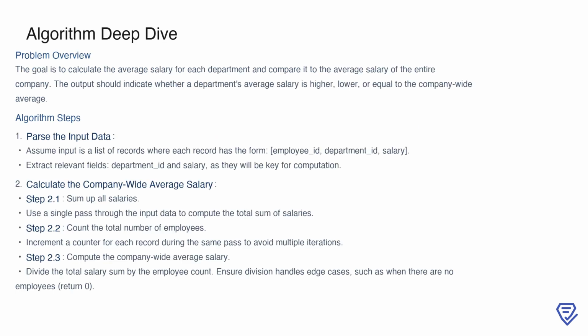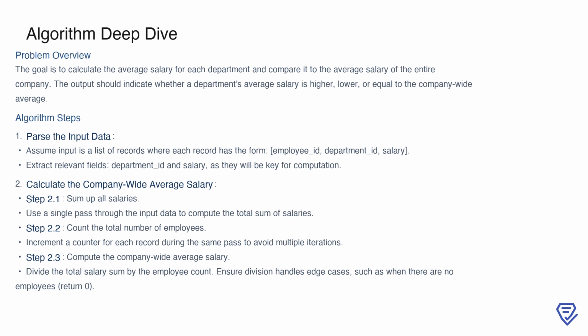The problem we're tackling involves calculating the average salary for each department and comparing it to the average salary across the entire company. The output we aim for will indicate whether a department's average salary is higher, lower, or equal to the company-wide average. To achieve this, we'll break the solution into a series of logical steps. First, we parse the input data, which consists of records in the form of employee ID, department ID, and salary. From each record, we'll extract the department ID and salary, as these are the key fields needed for computation.